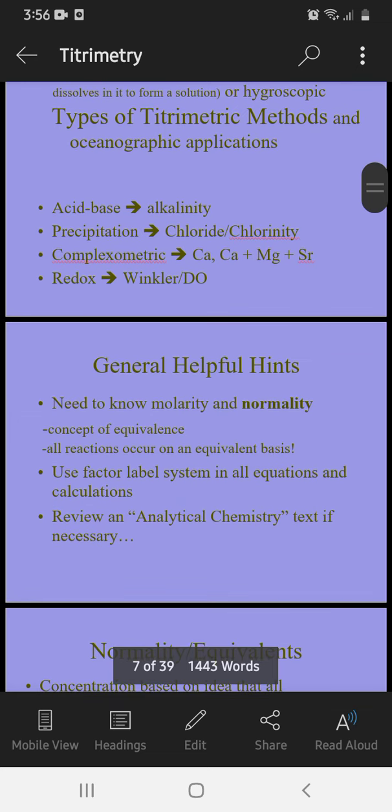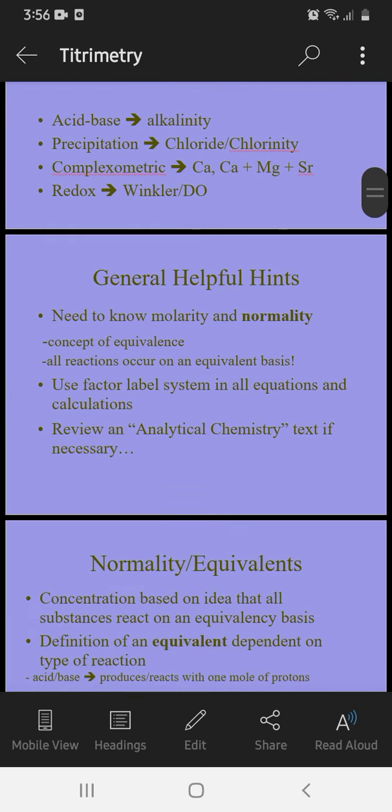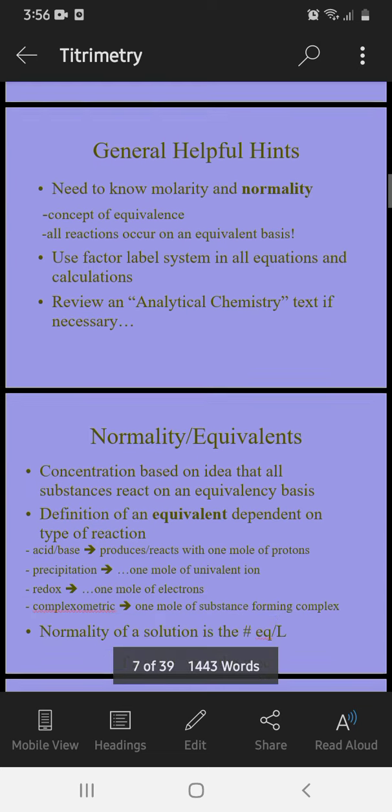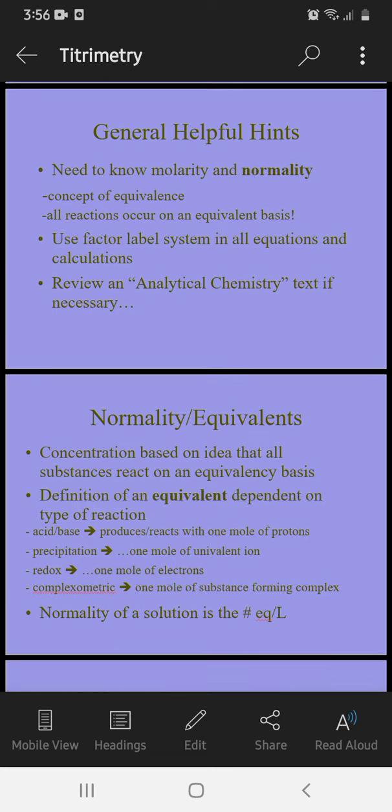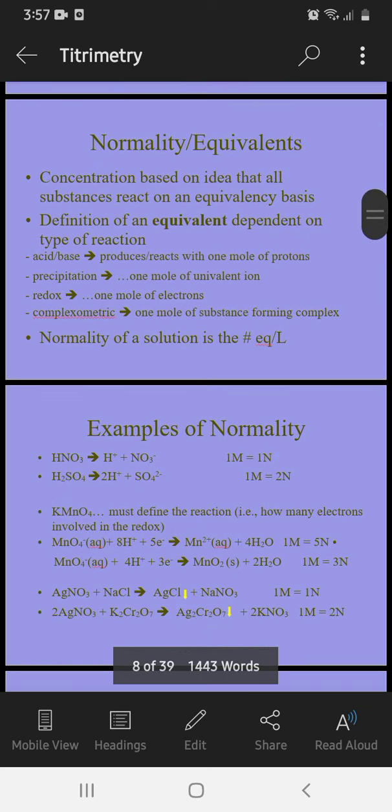General helpful hints: you need to know molarity and normality, and the concept of equivalence. All reactions occur on an equivalent basis. Use the factor label system in all equations and calculations. Review an analytical chemistry text if necessary.